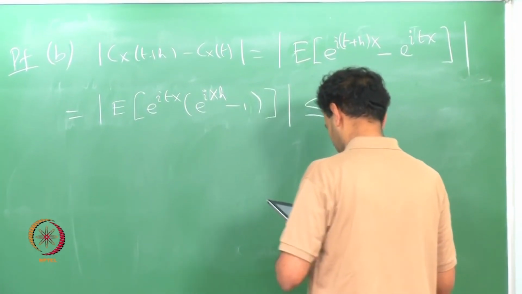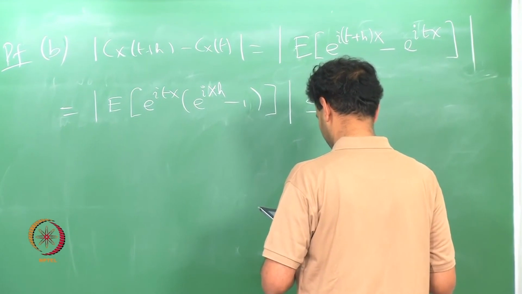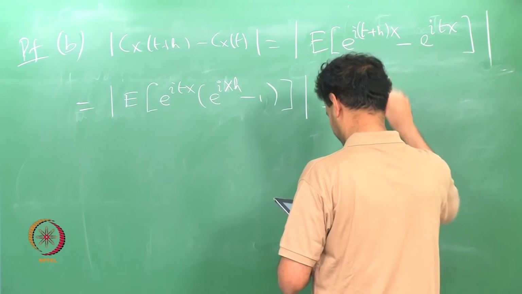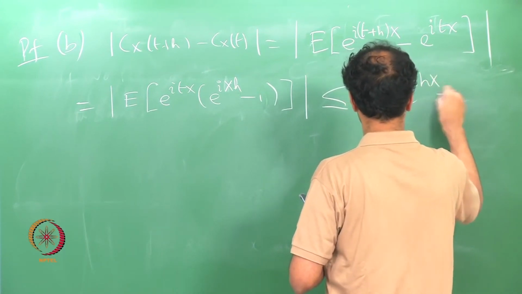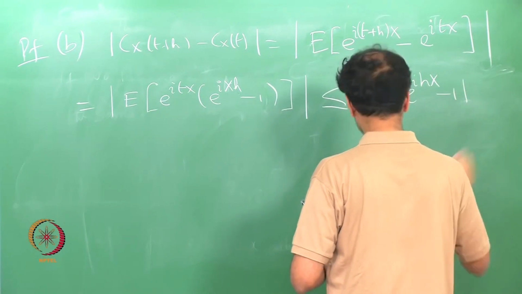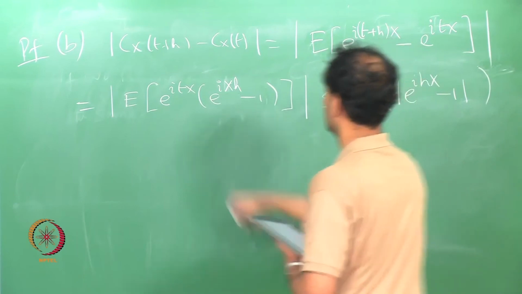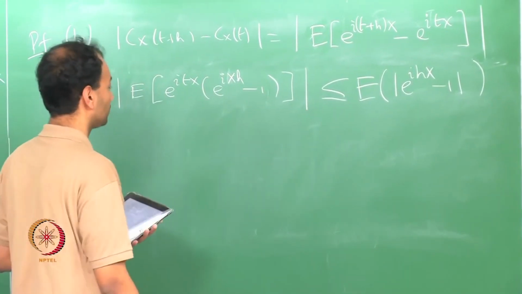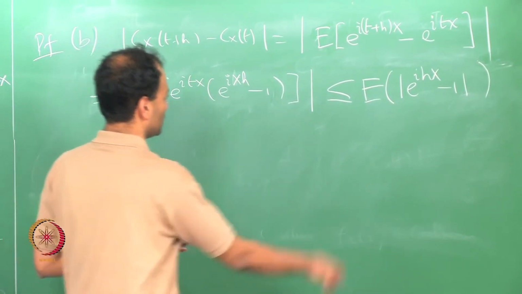Now, this you can show is less than or equal to the expectation of the absolute value of e power i h x minus 1, correct, because the absolute value of e power i t x will be equal to 1. So, this is what you have to look at.